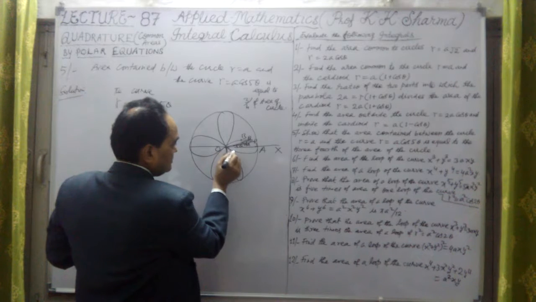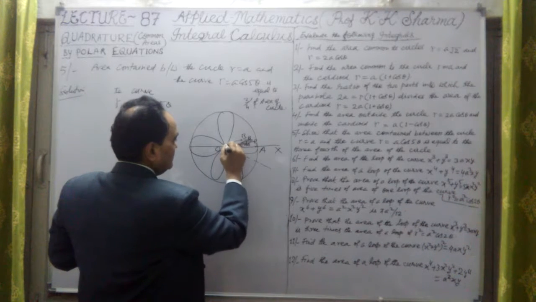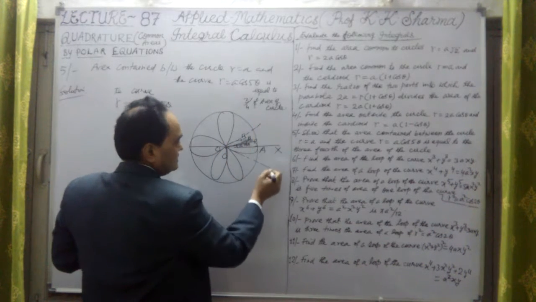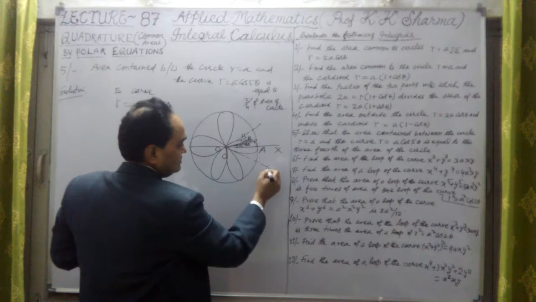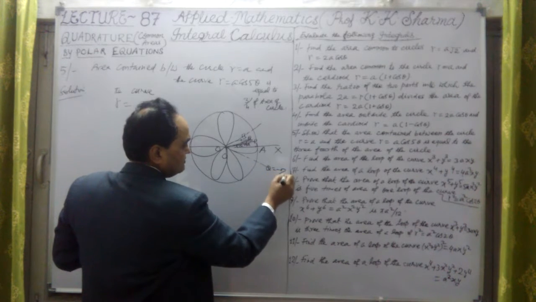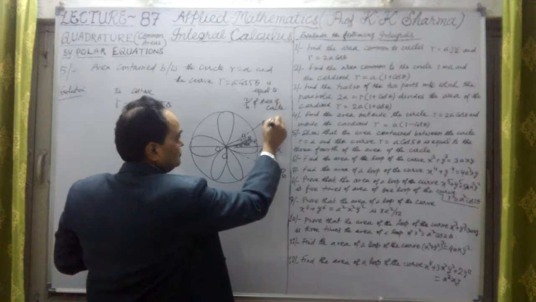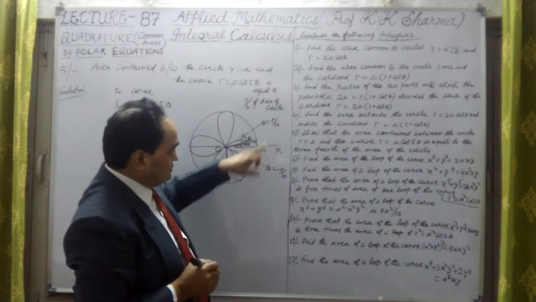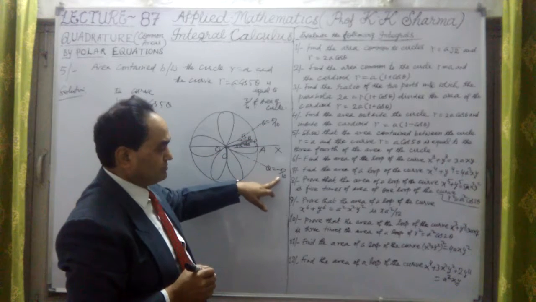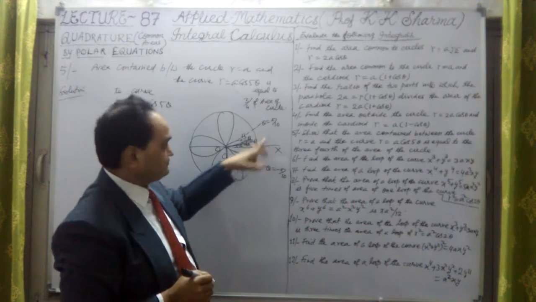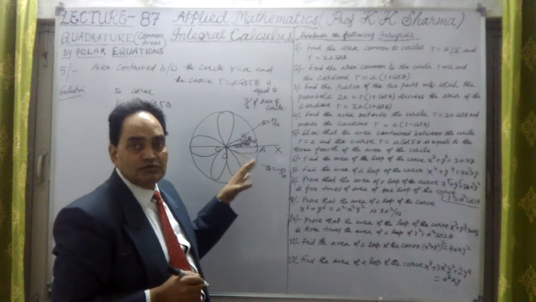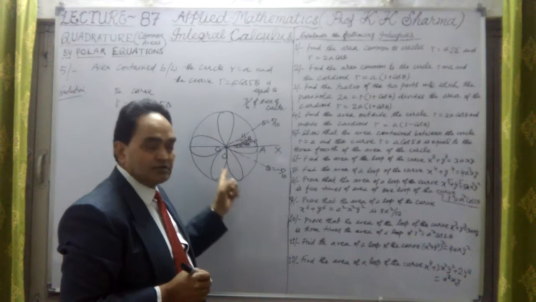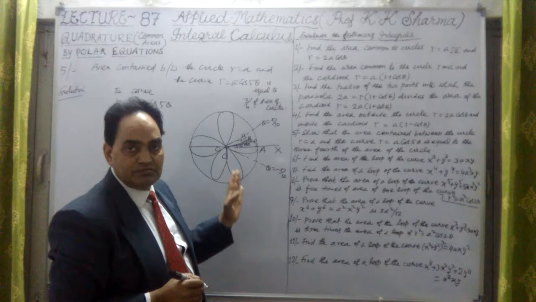If I draw a tangent line here, then as we have defined, here theta was minus pi by 10, and here theta equals plus pi by 10. Between these two tangents, theta equal to minus pi by 10 and theta equal to pi by 10, this loop is lying. Area of one loop into 5 times will be the total area of the loops.